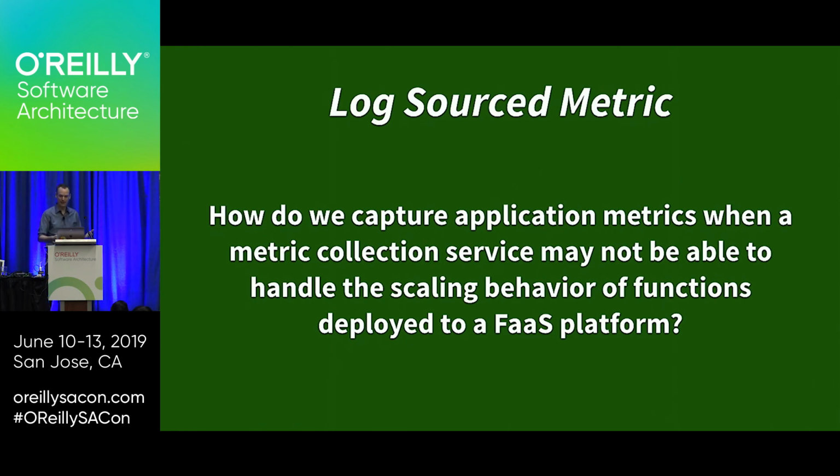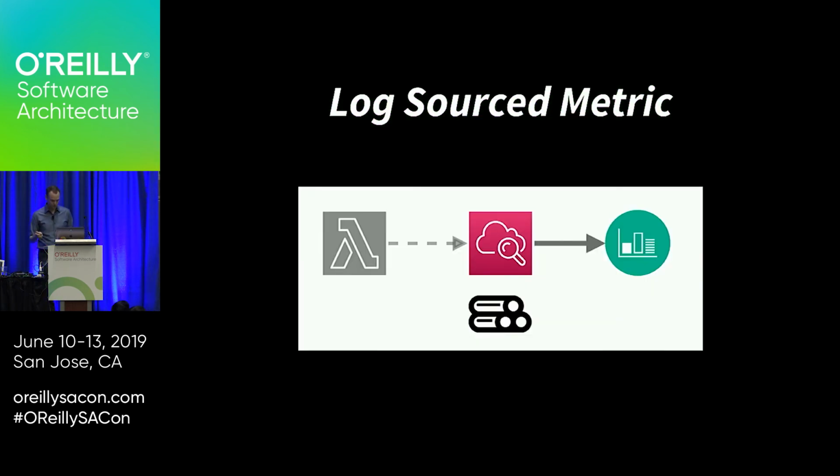How do we create application metrics? Well, fortunately, there is a well-defined solution. In AWS, it's called using a CloudWatch metric filter. The idea is that you take your metrics in your Lambda function, and instead of publishing them to your metric provider, you log them using structured logging to your regular log stream.